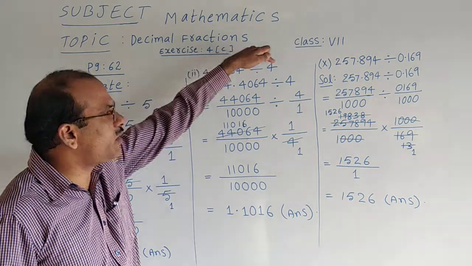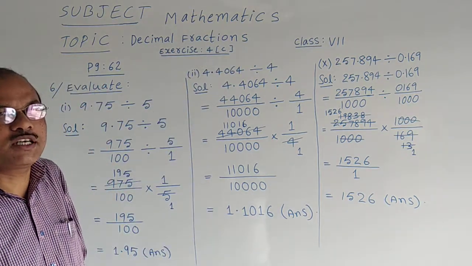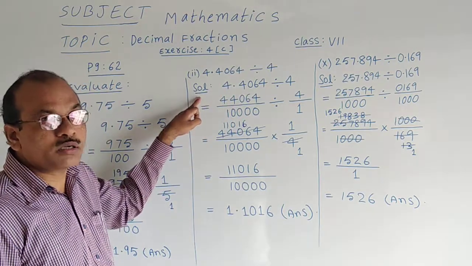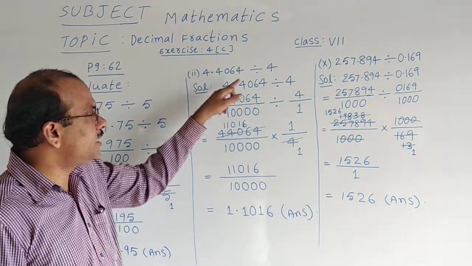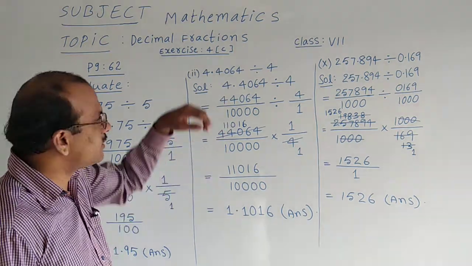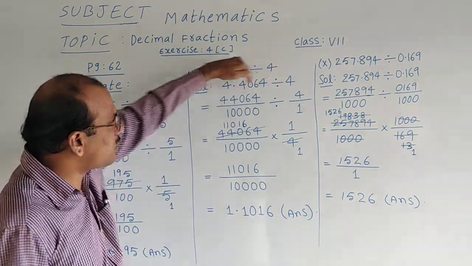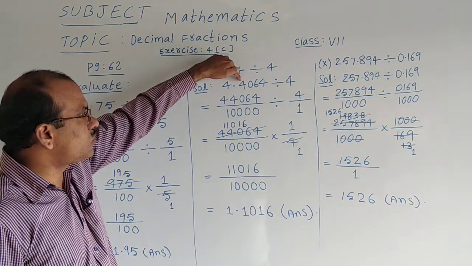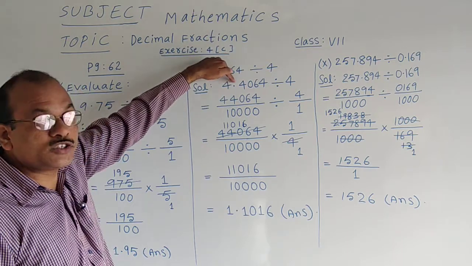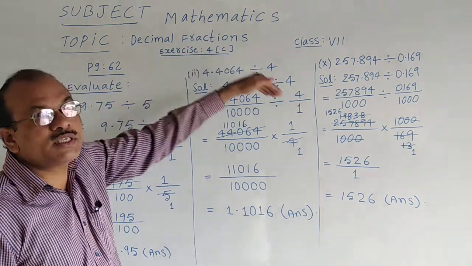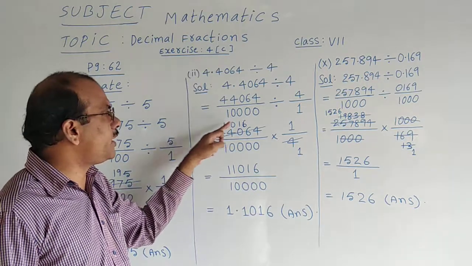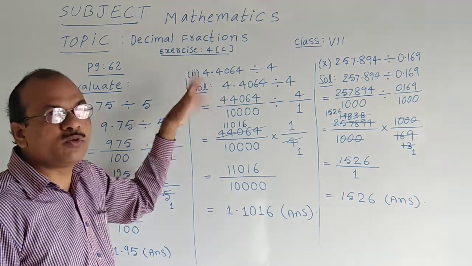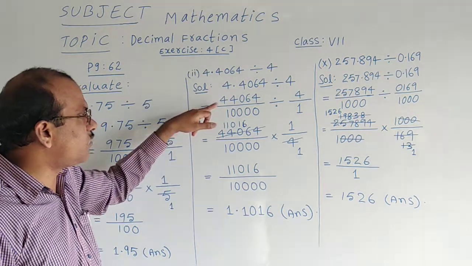4.4064 divided by 4. We have to evaluate it also in the same procedure. The question is written again in the solution part. Now I have written 10,000 in its denominator. Why? Because your point is there after 4 digits. First digit, second digit, third digit, fourth digit. After 4 digits the point is there. To remove that point, I have to place a number with 4 zeros in its denominator. Then the point is removed from the numerator part.